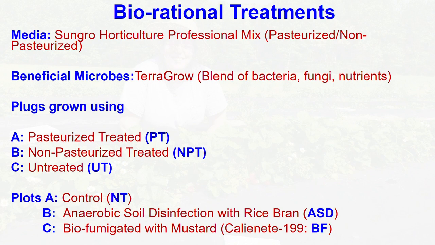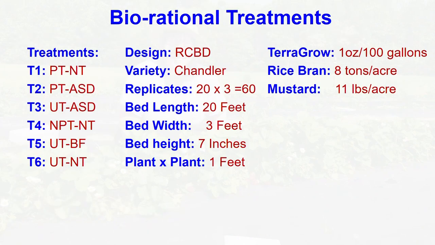ASD means anaerobic soil disinfection. In future slides, BF means biofumigation. Control means non-treated. PT means pasteurized and treated. Treated means we use probiotics. We dip the roots in probiotic solution. So this is our design. We have six treatments.